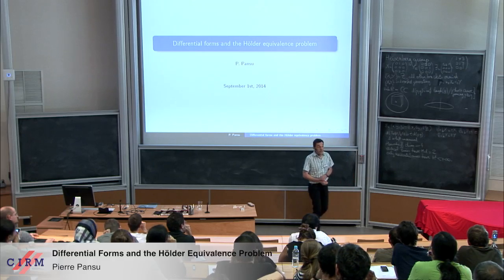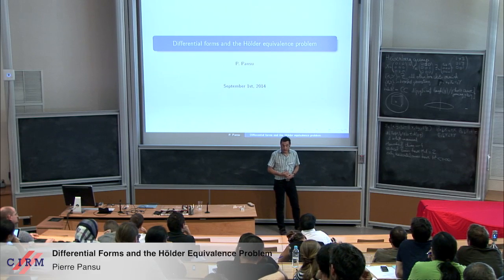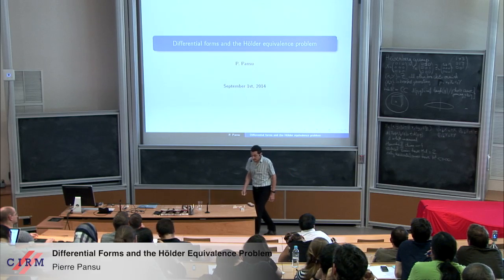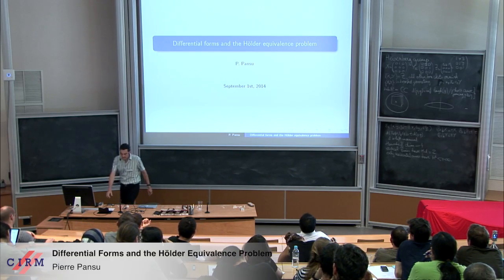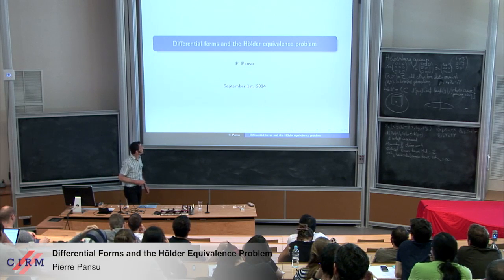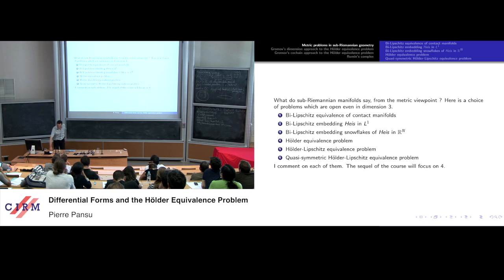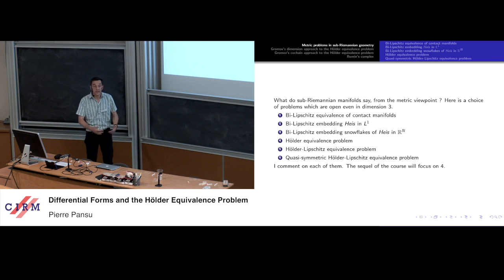And the point of this course is to what extent is the Heisenberg group and its metric geometry different from Euclidean? There are so many different ways to express this that I selected just a few of them. So let me just skip this. And now a list of problems in the metric geometry of the Heisenberg group. That's a long list, and it's much shorter than the potential list. There are many other problems, but I decided to skip to those problems which are open already in dimension 3, that one can explain, and are already difficult in dimension 3.